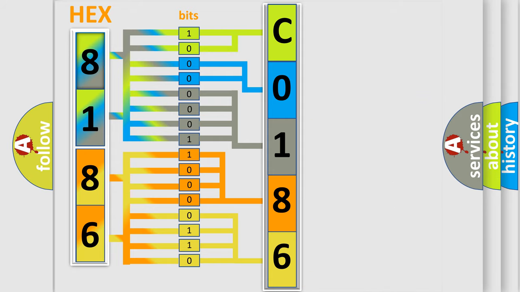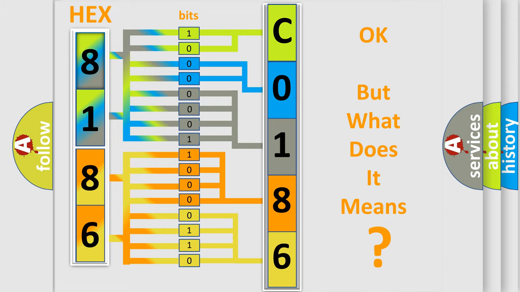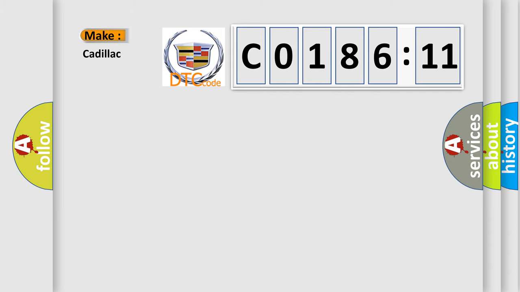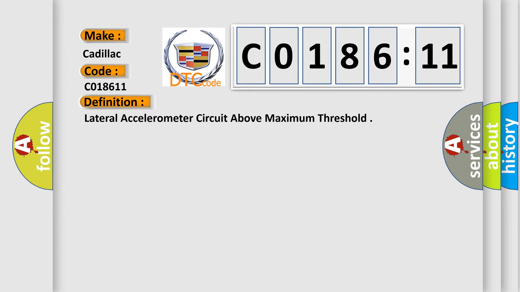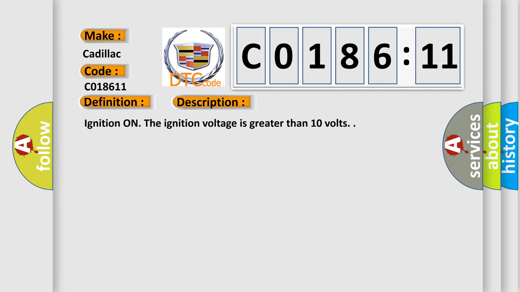We now know in what way the diagnostic tool translates the received information into a more comprehensible format. The number itself does not make sense to us if we cannot assign information to what it actually expresses. So, what does the Diagnostic Trouble Code C0186-11 interpret specifically for Cadillac vehicles? The basic definition is: lateral accelerometer circuit above maximum threshold. And now this is a short description of this DTC code. Ignition on. The ignition voltage is greater than 10 volts.